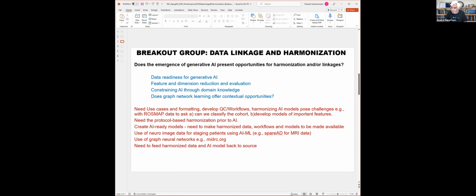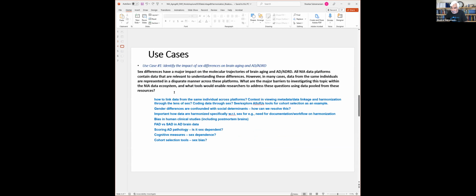So the question that came up was, can we use imaging data, use AI and ML, to look at, for example, stage-specific understanding, progression of AD, etc.? Somebody pointed out that SPARE-AD for MR data is an example for use. Use of graph neural networks. For example, MIDRC.org was brought up as an example. We need to feed harmonized data and AI models back to the source so that they can validate and verify it.